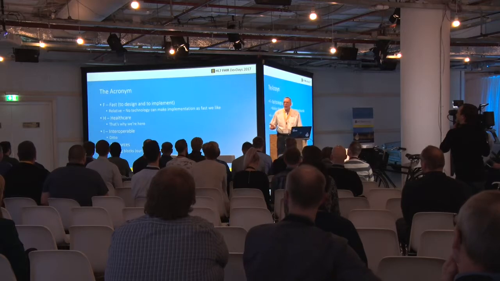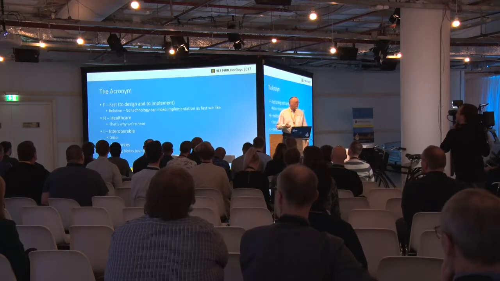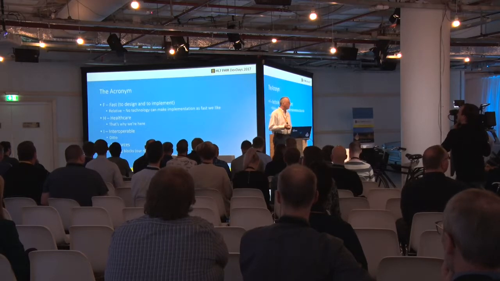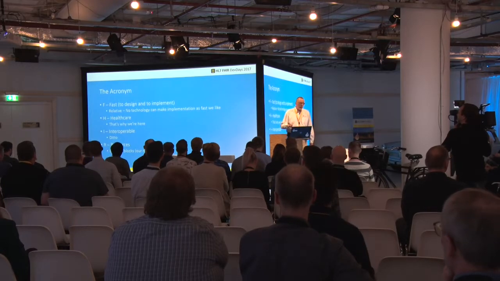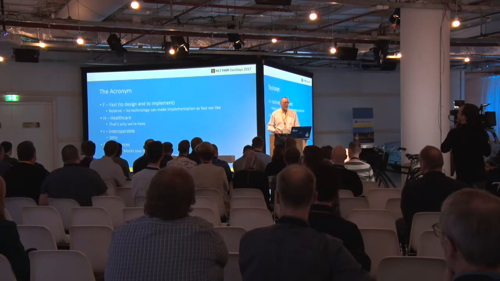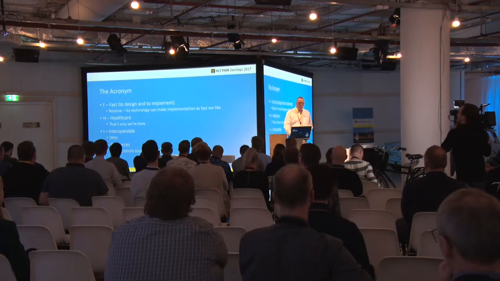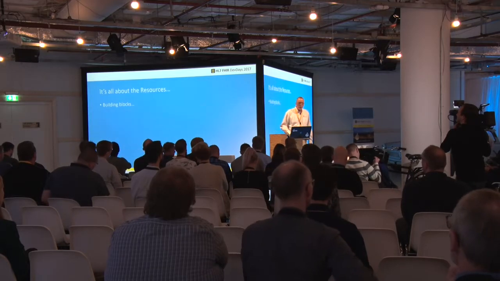But first, the acronym. You may know how to spell it, but what does the acronym actually mean? So F is for fast. That's for designing and to implement. Of course, that's relative. No technology can make us implement as fast as we'd really like. H is for healthcare. That's why we're here. Interoperable, same. And resources. So the building blocks upon which FHIR defines what we're going to be doing.